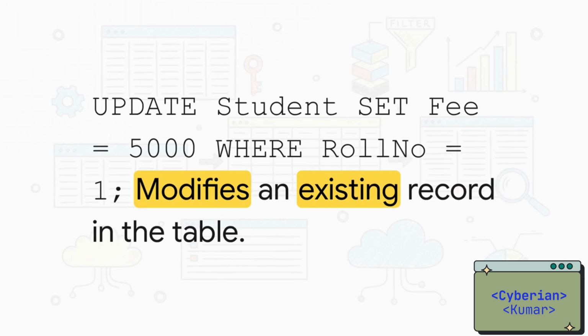So what happens when things change in the real world? Well, your data has to change too. That's what update is for. It lets us pinpoint an exact record. Notice we're using that where clause again to find roll number 1, and then change something about it. In this case, we're setting the fee to a new value.